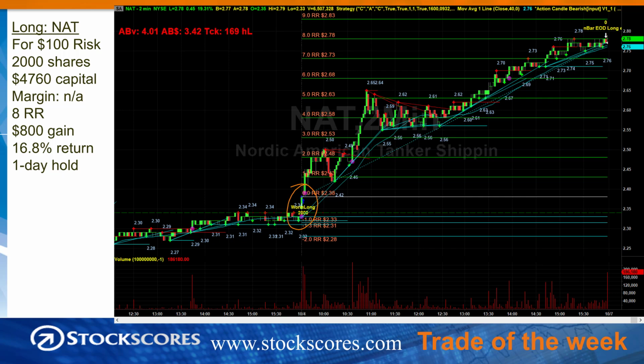A action candle break, that's the little pink dot that you see there, breaking out of this pattern. And that ultimately led to a pretty nice gain of 8 times the risk, which means that if you risked $100, you bought 2,000 shares. That required $4,760 in capital. This stock is under $3, so most brokers won't margin it, so we're not going to use margin. Still, it provided an 8R gain, which means an $800 gain on $4,760 of capital, which is a 16.8% return on a one-day hold. To me, 16.8% return on a one-day hold is pretty darn good.